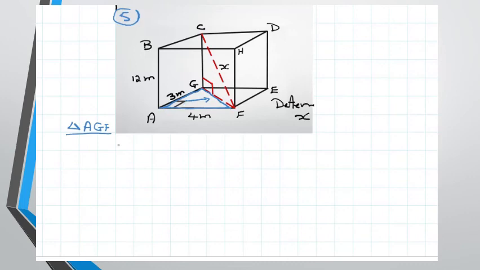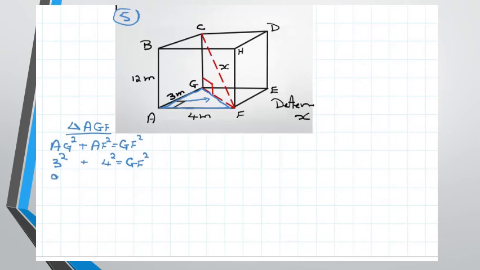So according to Pythagoras, I'm going to say that AG squared plus AF squared is going to be equal to the hypotenuse, in this case GF. Substitute AG to be 3 squared plus AF to be 4 squared equals GF, and I would like to find that, so I'm going to keep it as GF squared.